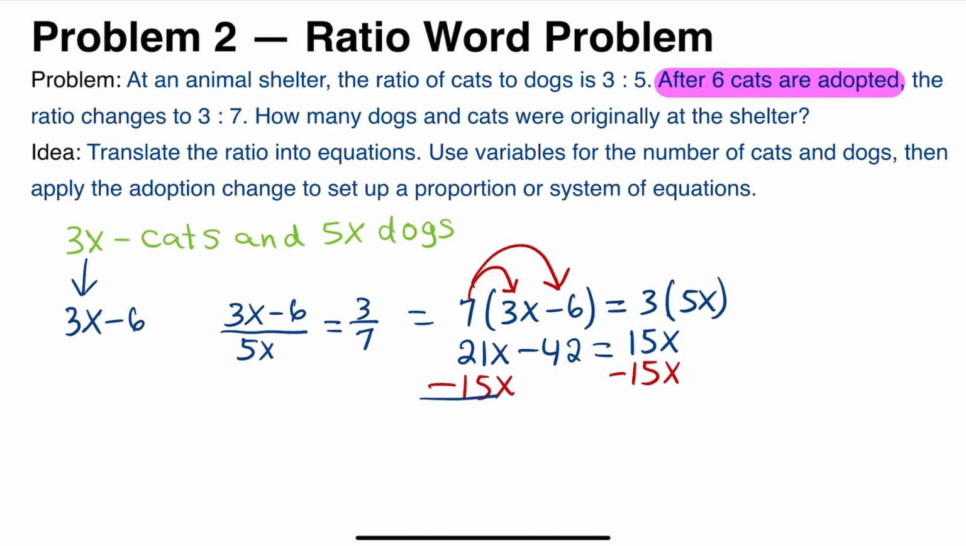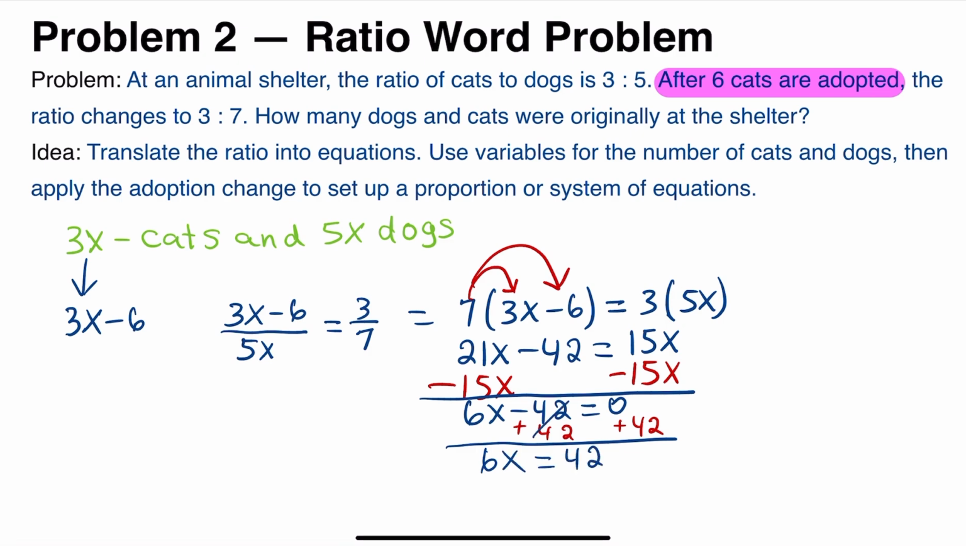Okay, 21x minus 15x is simply 6x minus 42 equals 0. We can add 42 to both sides. And that equals 6x equals 42. We can go ahead and divide by 6 on both sides, so x equals 7. So back to our original.